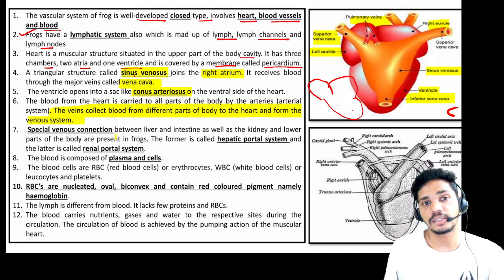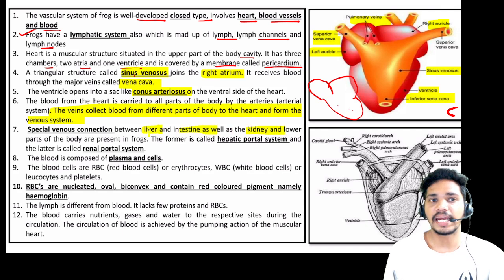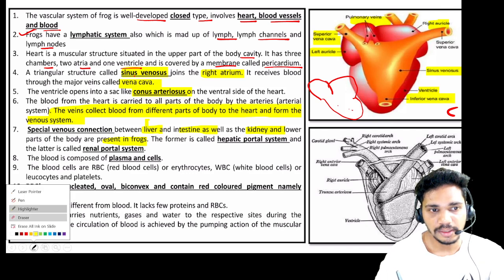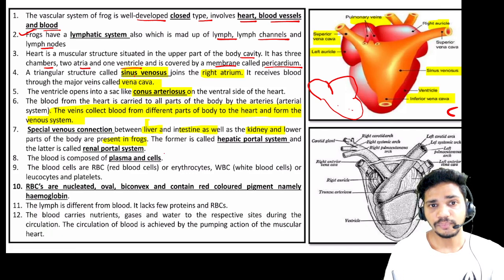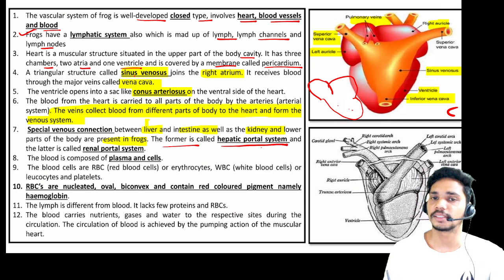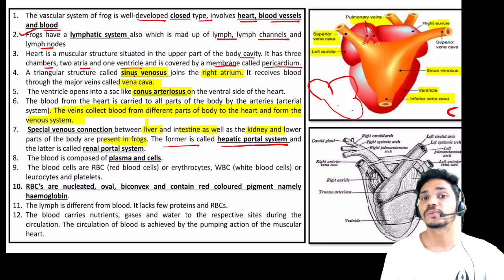So what is the special venous connection? Between the liver and the intestine, as well as the kidney and lower part of the body, are present in a frog. So the special venous connection is present between liver, intestine and kidney. So what exactly, let's see. The former is called the hepatic portal system. So what is the hepatic portal system?